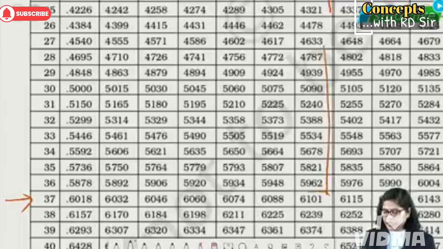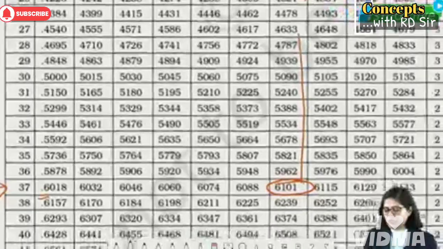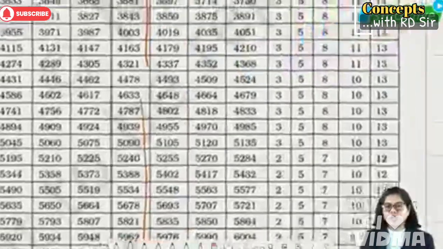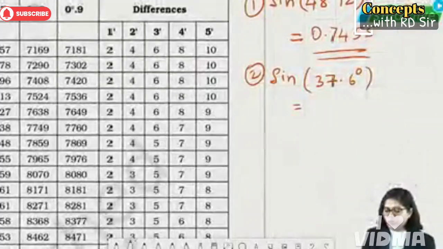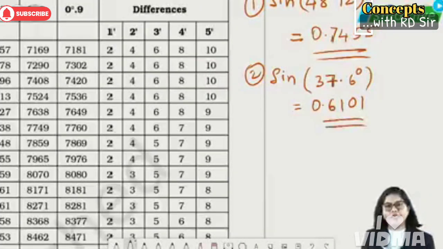So for 37 degrees and 0.6 degrees, 37.6 degrees, the answer is 6101. And as I told you at the first level, everywhere it is decimals. It is going to be a decimal, so 0.6101. I am checking for this, 0.6101. This is the answer, right? So this is how we are going to see.